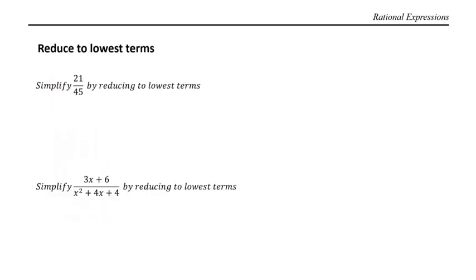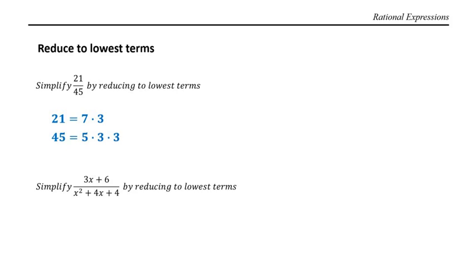So first off, let's start by simplifying. With our first problem, we want to simplify 21 over 45 by reducing it to its lowest terms. And now how we're going to do that is we're going to factor both the numerator and the denominator. And so if we factor 21, that can be rewritten as 7 times 3, and 45 can be factored as 5 times 3 times 3.